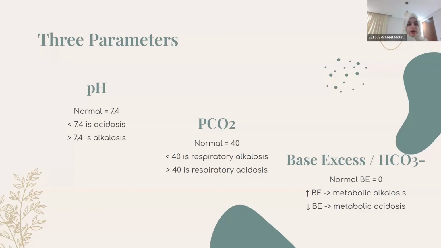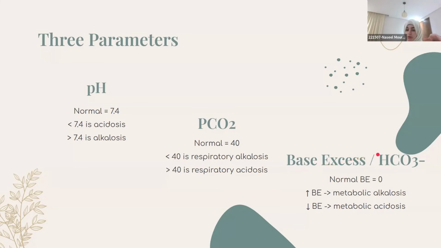The three parameters that are basically given to you by the lab are the pH, the PCO2, and the bicarbonate or the base excess. For pH, let's stick to the number 7.4 because this is what we'll mainly be using in our exercises. Less than that is acidosis, more than that is alkalosis. For PCO2, the normal value is about 40. Anything less than that is respiratory alkalosis. Anything more than that is respiratory acidosis.